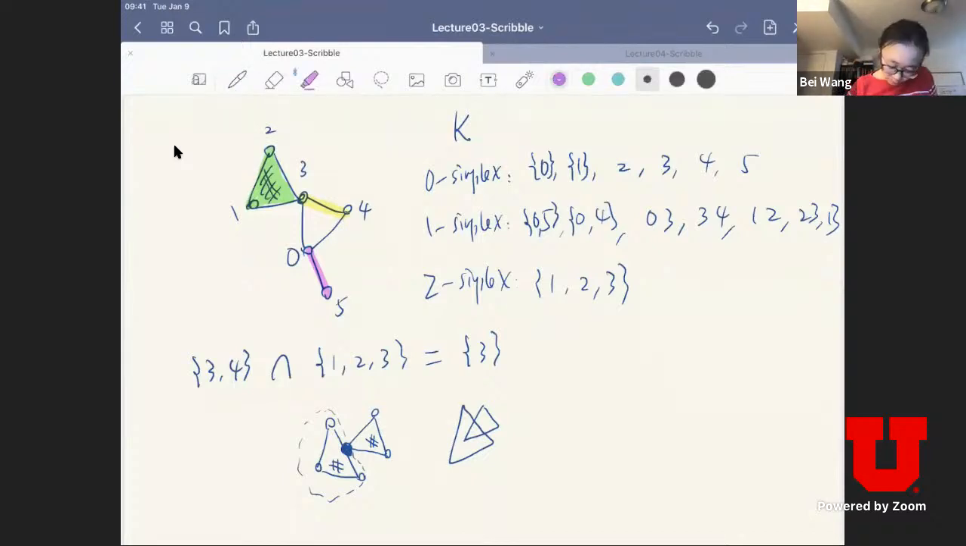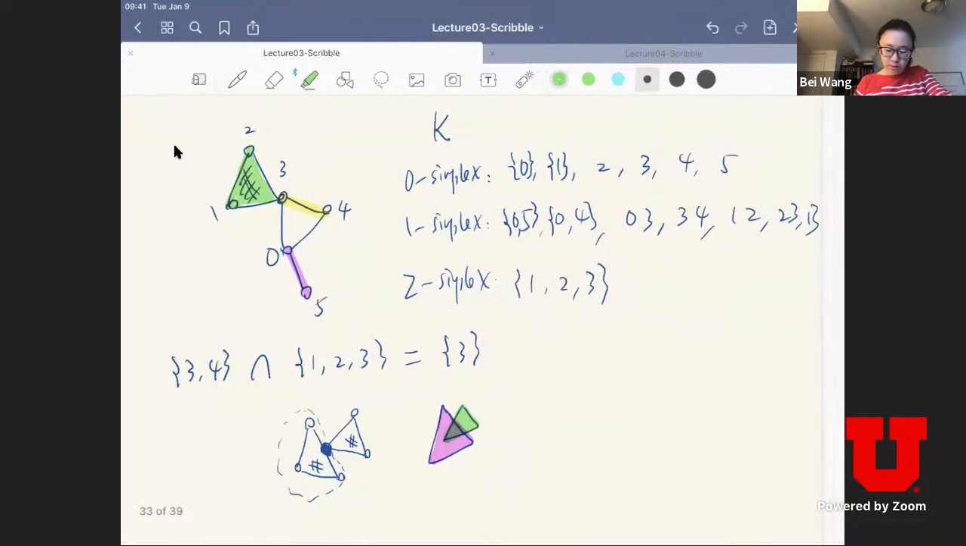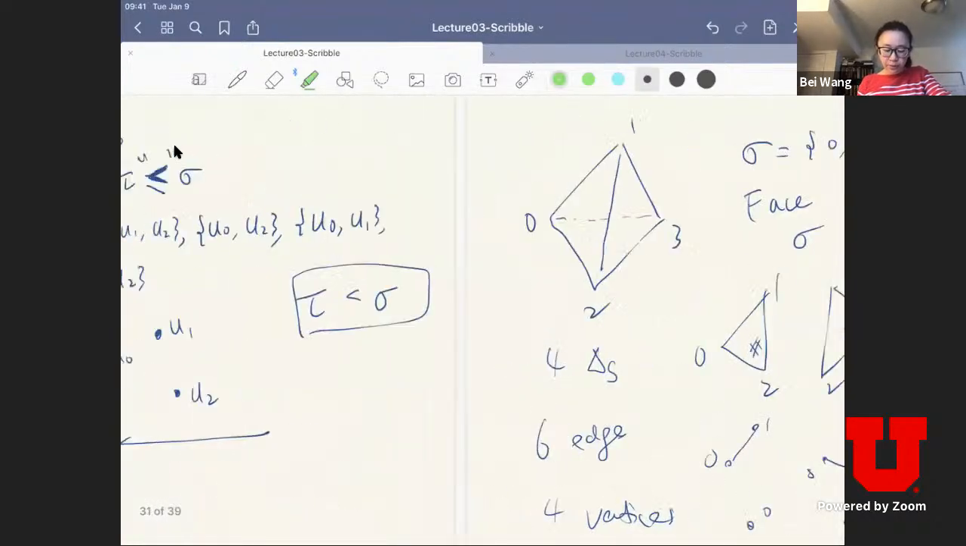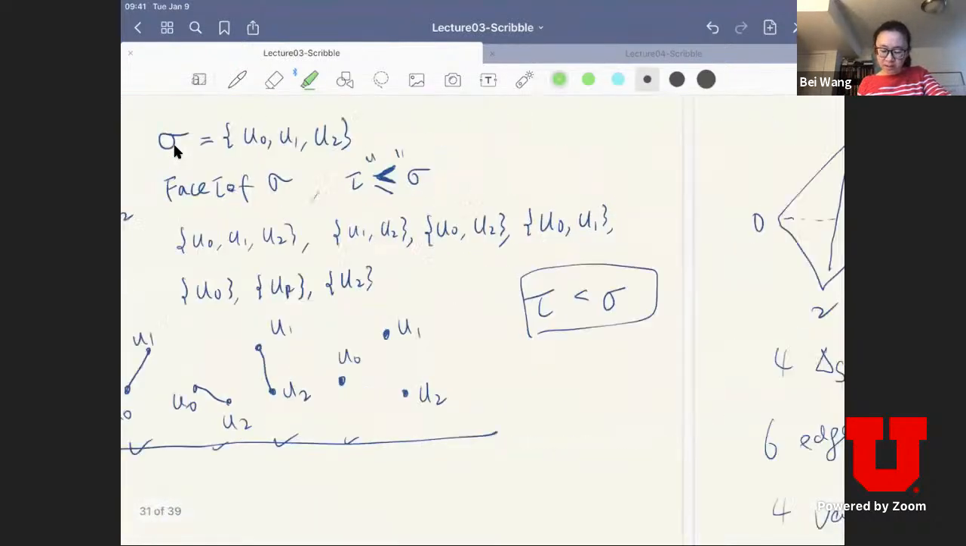So this picture, I really want to color it. This is one triangle. This is another triangle. And this picture is not allowed. It's not a simplicial complex. Okay, so that's our definition of a simplicial complex.